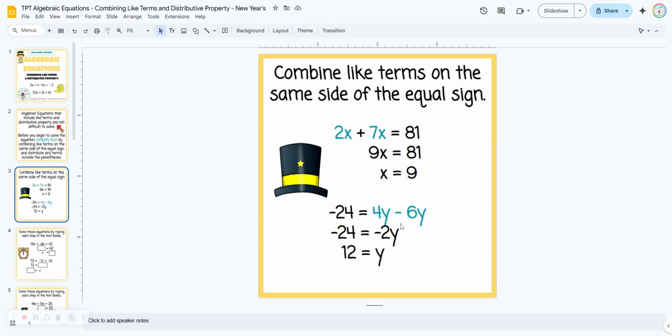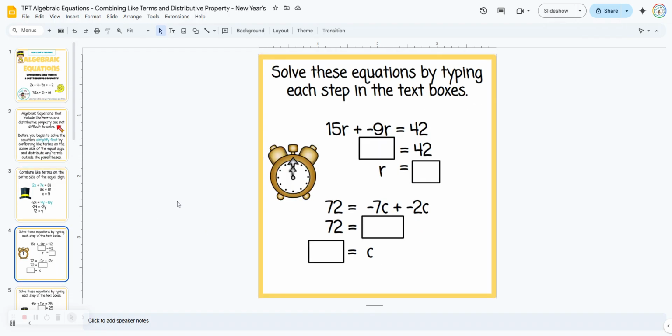Here's another example, 4y and negative 6y on the same side of the equal sign. And once we combine them, then we have an easy equation to solve. So students are going to be solving some equations. We're going to start with combining like terms. They're just going to type in the box the next step in the equation.